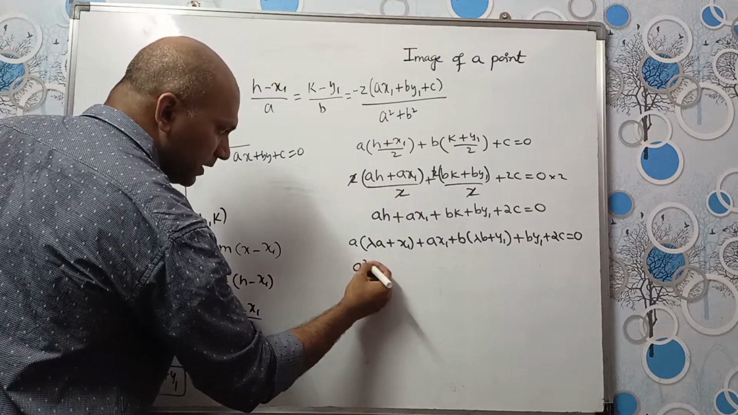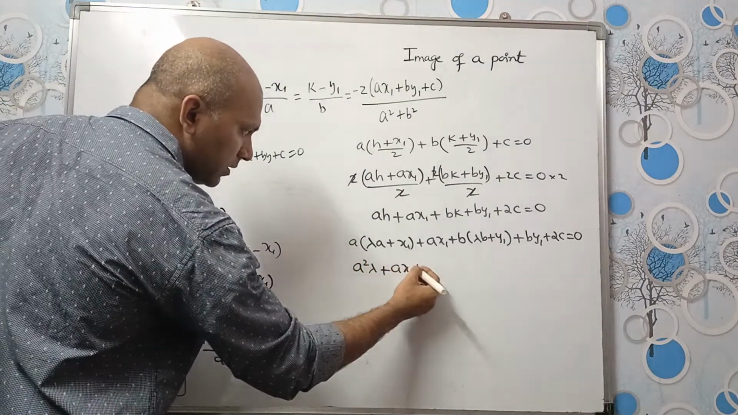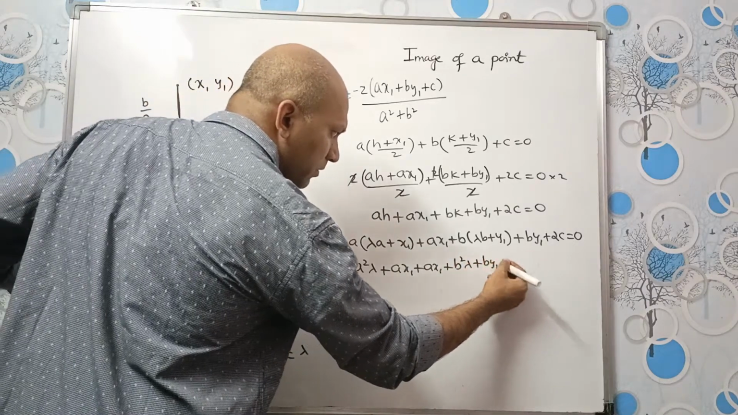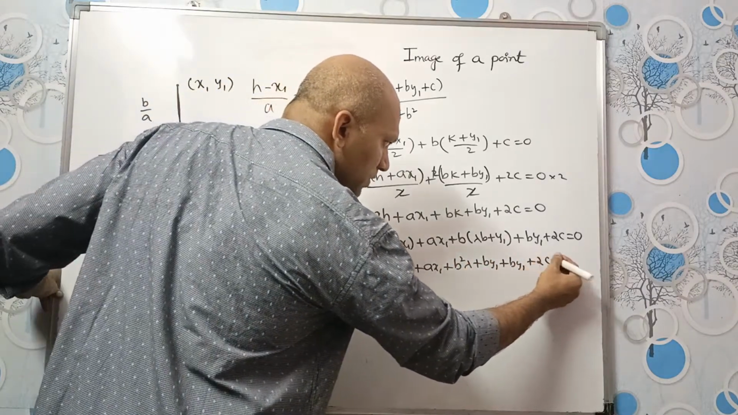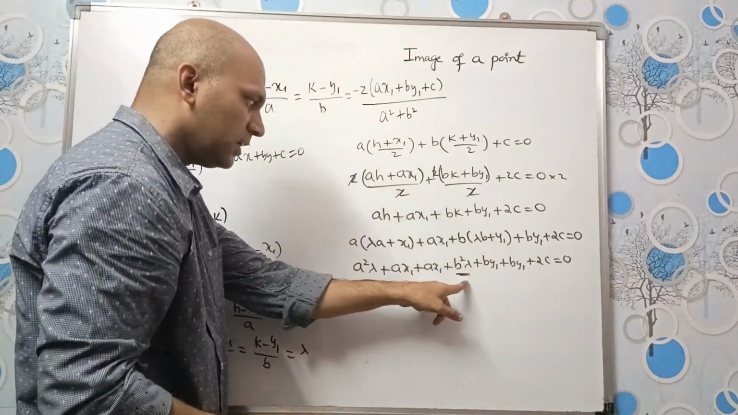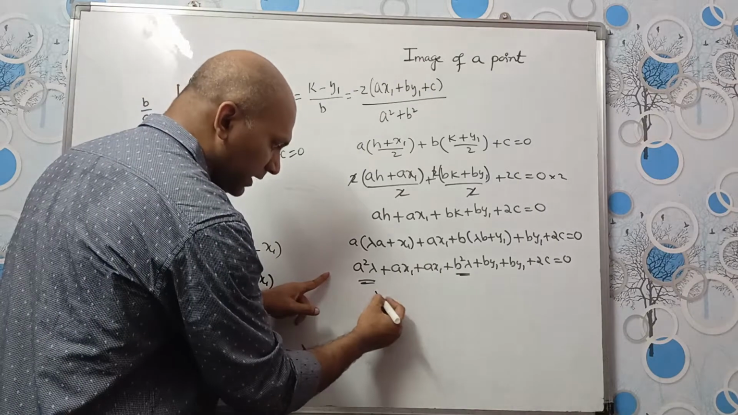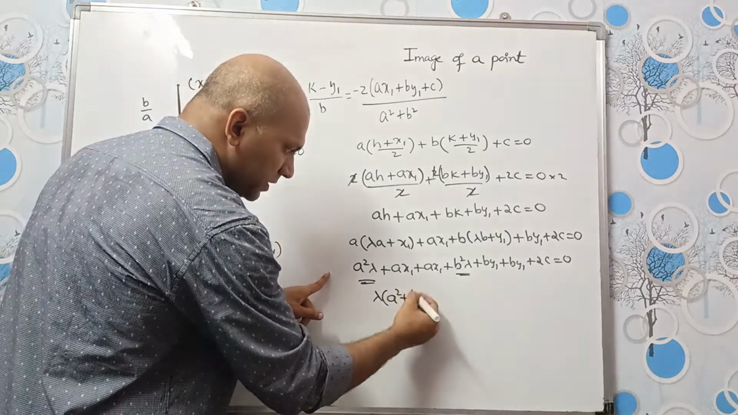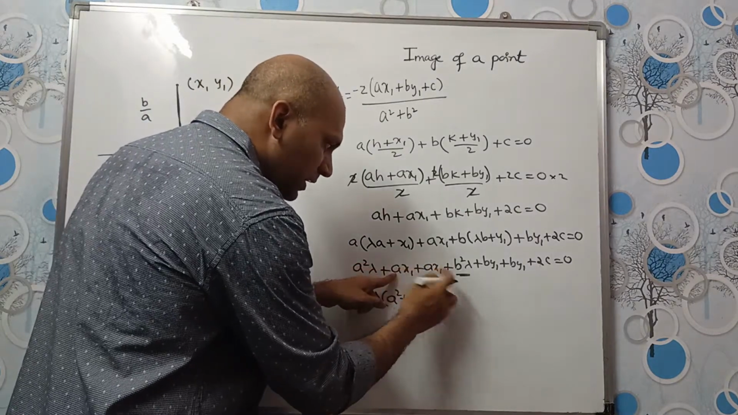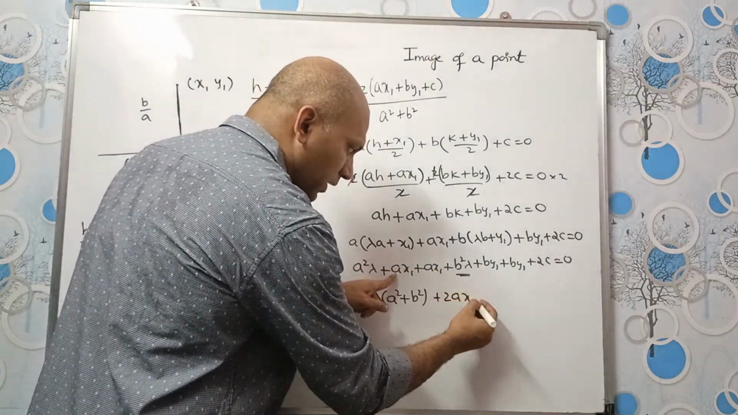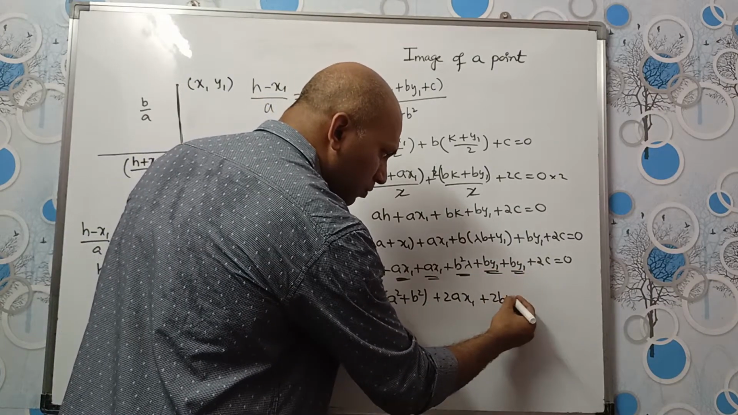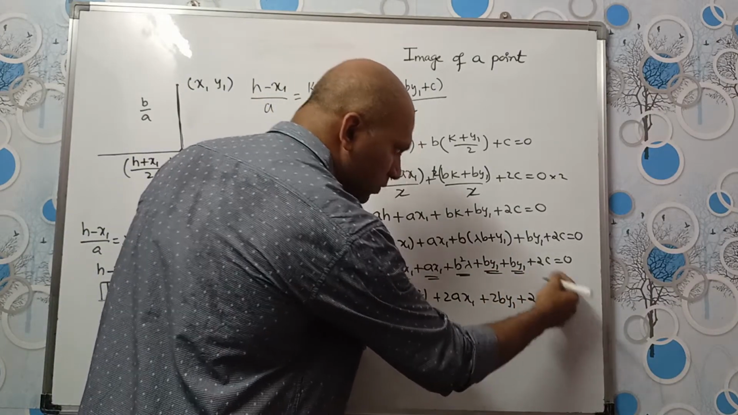Multiply: a square lambda plus ax1 plus ax1 plus b square lambda plus by1 plus by1 plus 2c is equal to 0. See, lambda terms, here we have one lambda, here we have one lambda, right? Can we take lambda common from these two terms? Yes, it will be a square plus b square. ax1 is how much? 2ax1. Okay, 2by1, 2c is equal to 0.